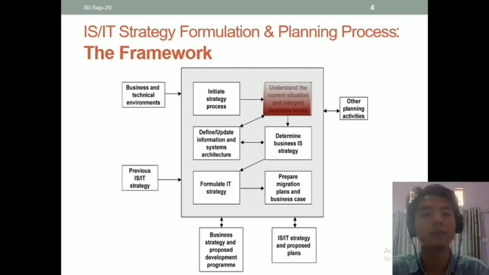Keep in mind that define and update information and system architecture goes back also to understand the current situation and interpret business needs. And the fourth one of the square bubble is to determine business IS strategy to formulate, from determine to formulate, and then the last one is prepare migration plans and business case.